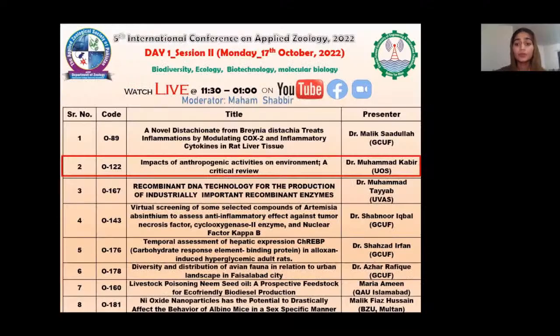Thank you, Dr. Muhammad Kabir, for such a productive presentation. Now it's time for our third presenter of this session, Dr. Muhammad Tayyab from University of Veterinary and Animal Sciences, Lahore. His title of presentation is Recombinant DNA Technology for the Production of Industrially Important Recombinant Enzymes. Please, Dr. Muhammad Tayyab from University of Veterinary and Animal Sciences, Lahore.